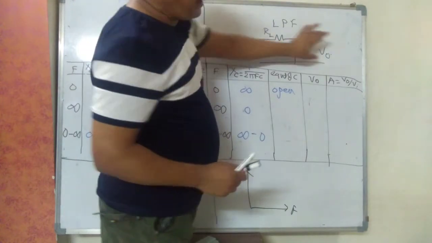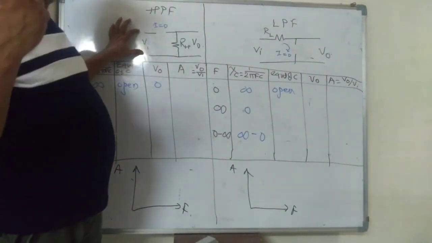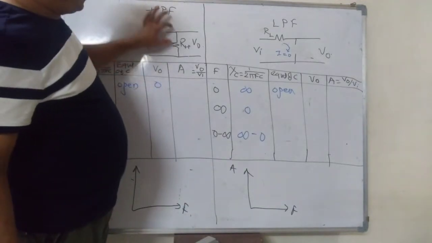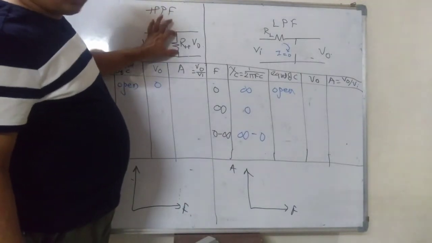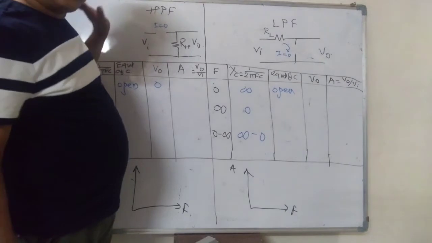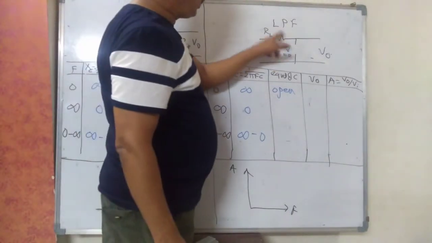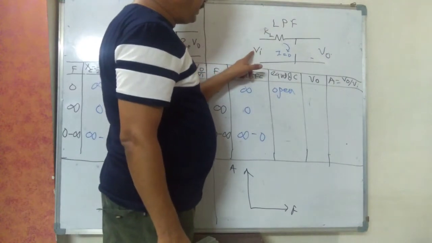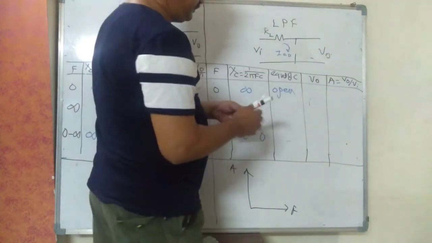So complete input will appear. We are applying input. It has two paths. It will either be here or will be here. But since current is 0, there is no voltage here. So whole input will be here. Here, since current is 0, I into R, voltage is 0, but whole input will be equal to output.